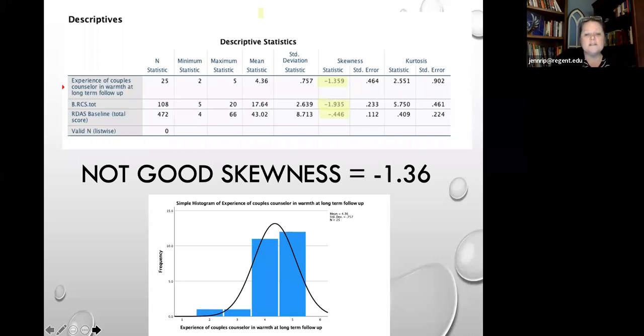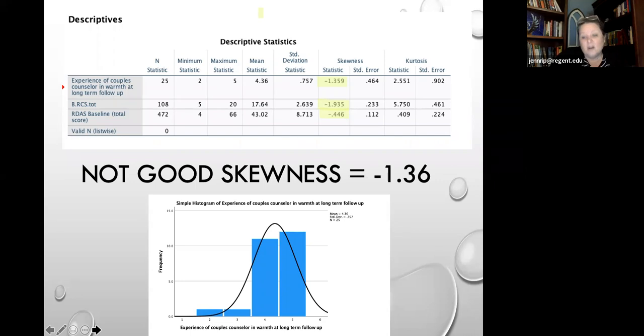So one of the questions that we asked was, did you experience your couple counselor as warm? And we asked that at long-term follow-up, which was 2 to 10 years after they finished therapy. And we have there a very negative skew, because it's negative 1.359, or rounded, negative 1.36. That's not good. It's outside, right? It's lower than -1. It's not between -1 and 1. And you can look at the histogram picture there and see the negative skew.